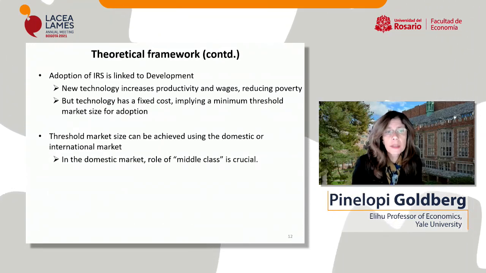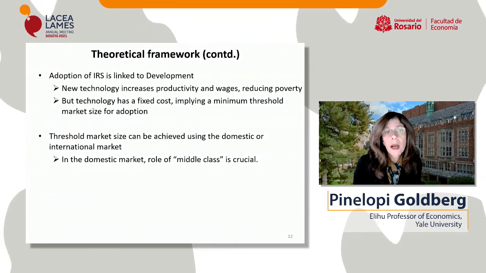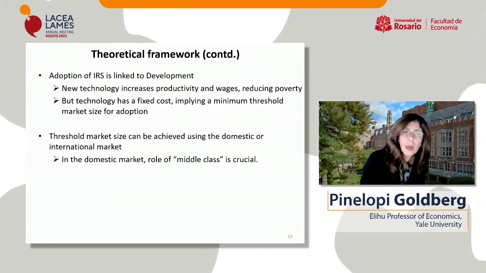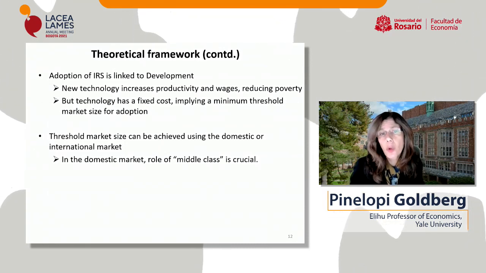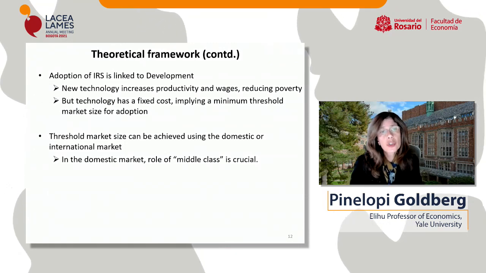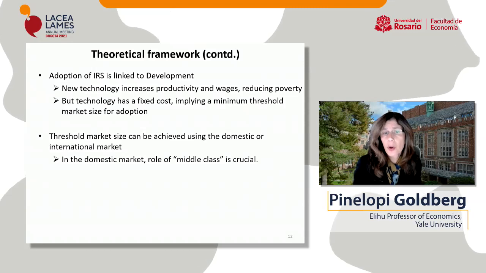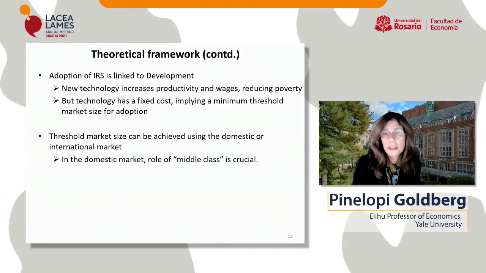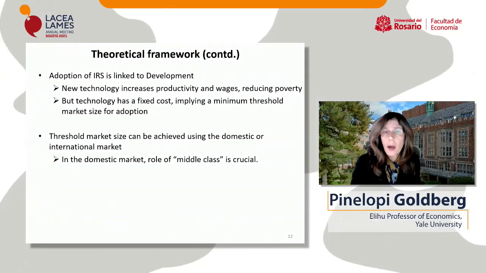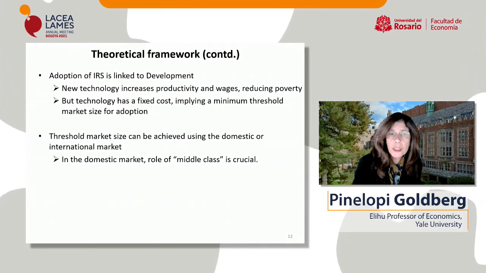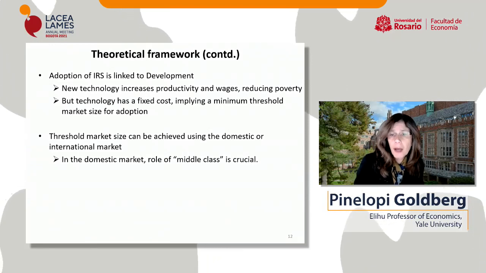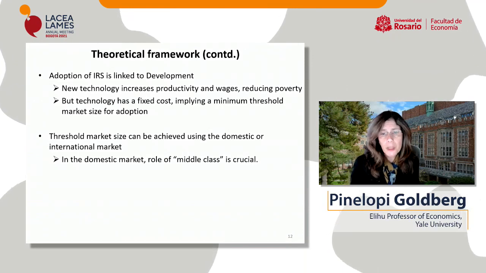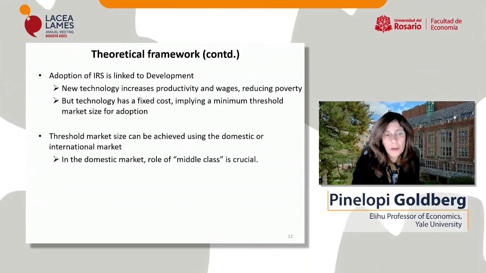There is a large discussion in the literature on why increasing returns to scale are linked to development. So let me skip this discussion here. But I would say that empirically, there is a lot of evidence that the adoption of these increasing returns to scale technologies that allow for mass production are closely linked to development. In the world of the model, this new technology increases productivity and wages and reduces poverty. However, the adoption of this increasing returns to scale technology has a fixed cost. And that implies you need a minimum threshold of market size to adopt this technology. That's how market size comes in this model.